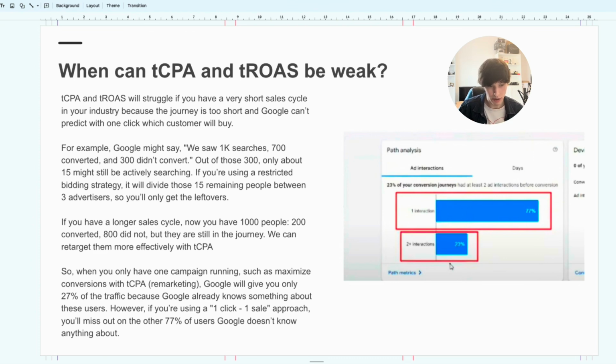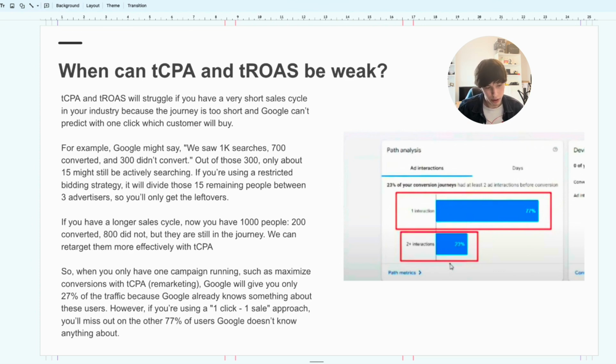Why? Because target ROAS is not smart enough, and it will show your ads to existing customers and to remarketing lists. That's why Google said that you don't have to use a remarketing list in your smart bidding campaigns, because Google already knows if that person was on your website or not.